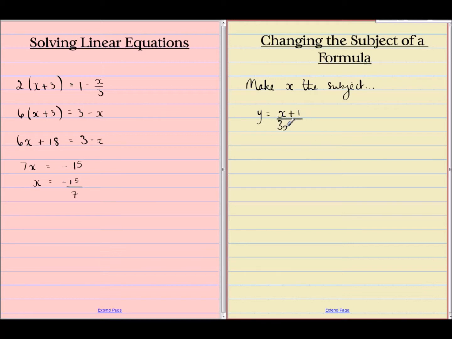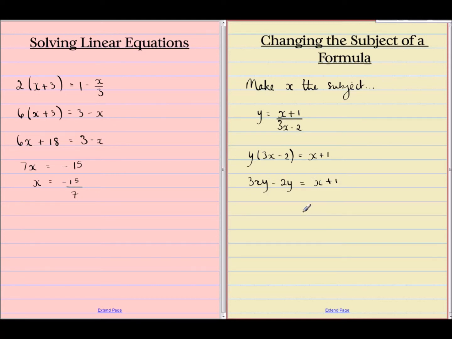Now here we've got y equals x plus 1 all over 3x minus 2. So first of all, we're going to multiply through by the denominator to get rid of that fraction. Let's try and get rid of the fraction every time first of all. Then we're going to expand the left hand side, and that gives us 3xy minus 2y equals x plus 1.